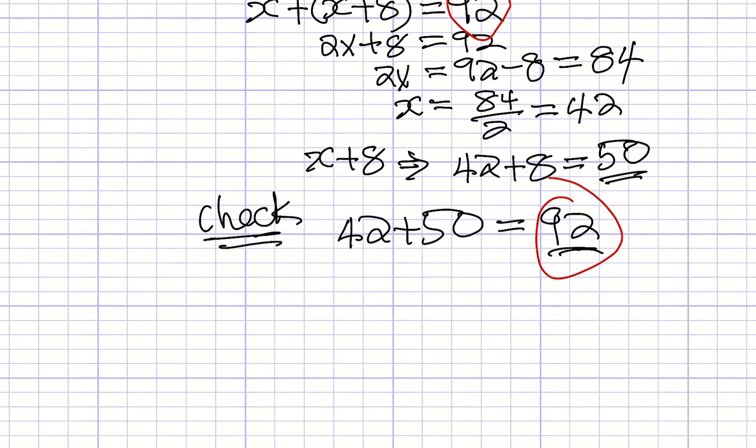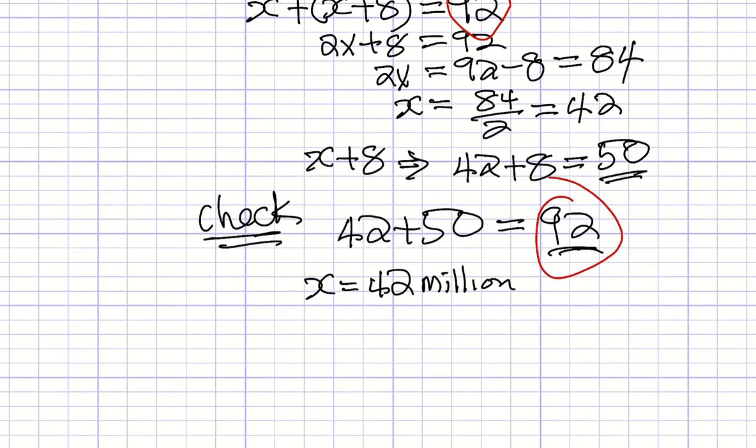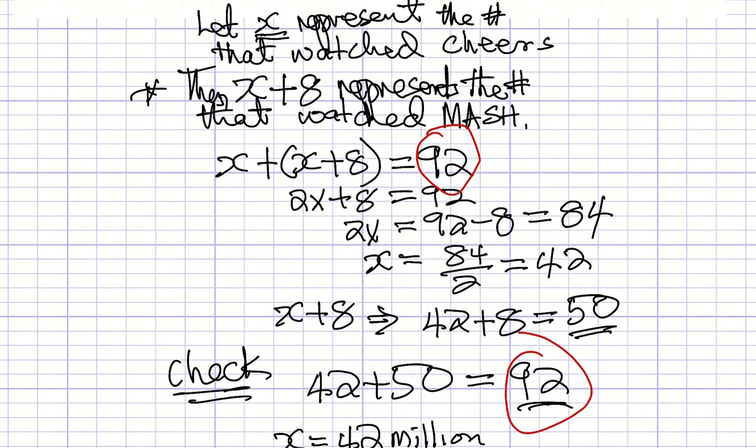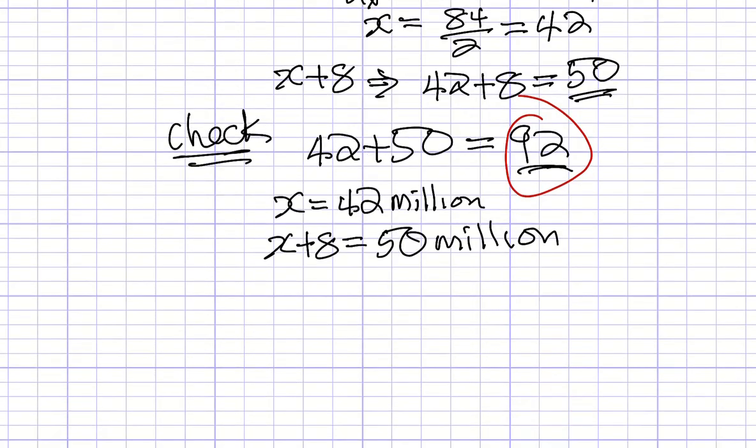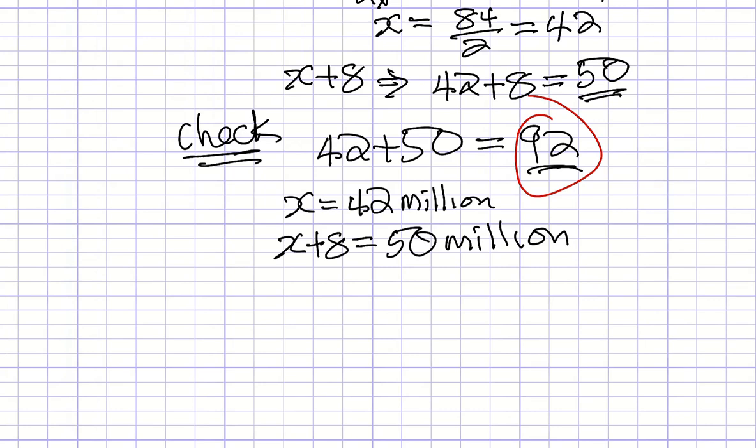Okay. So you can say, to make it known to whoever is grading, x equals 42 million. Okay, millions. And then x plus 8 equals 50 million. These are the numbers that watched MASH. And then the total, we know the total is 92 million. So we're done with this problem.